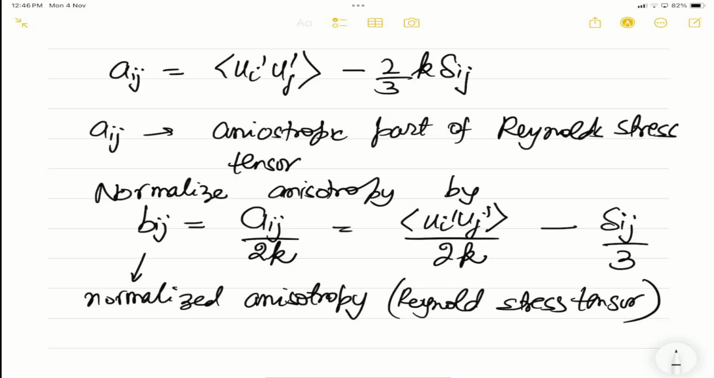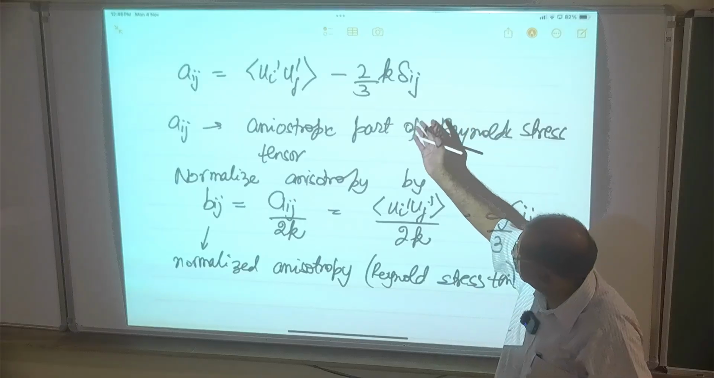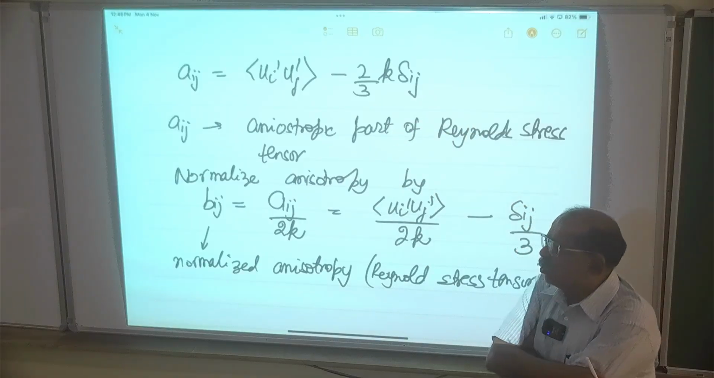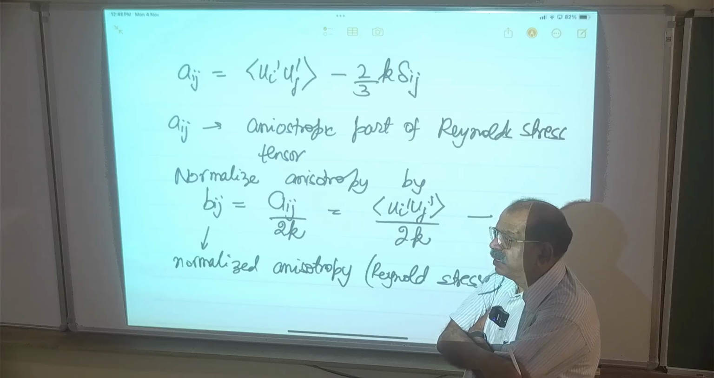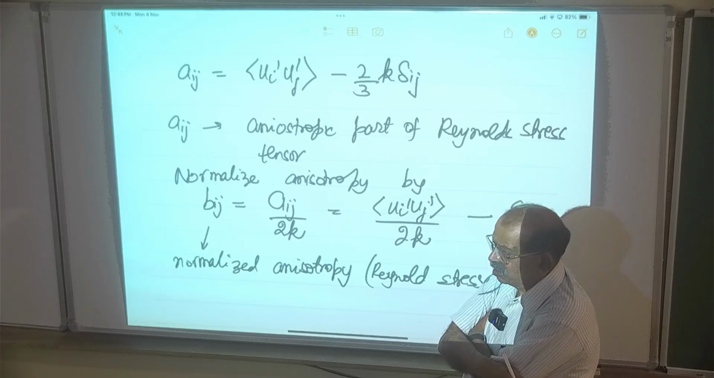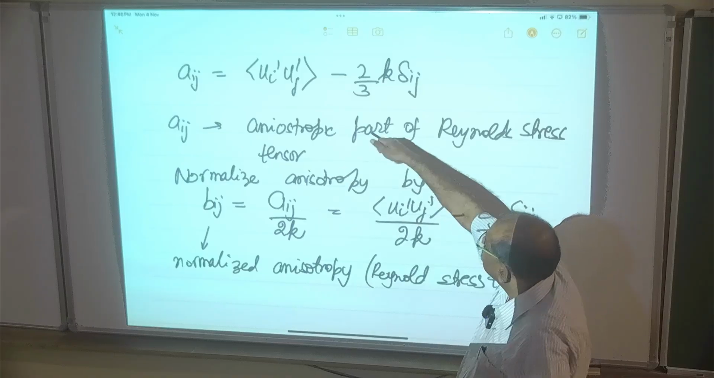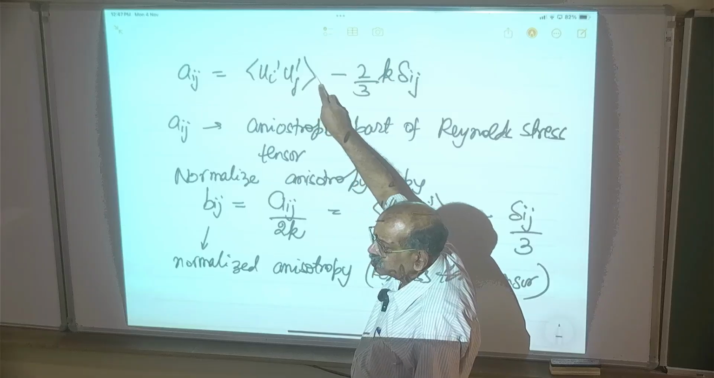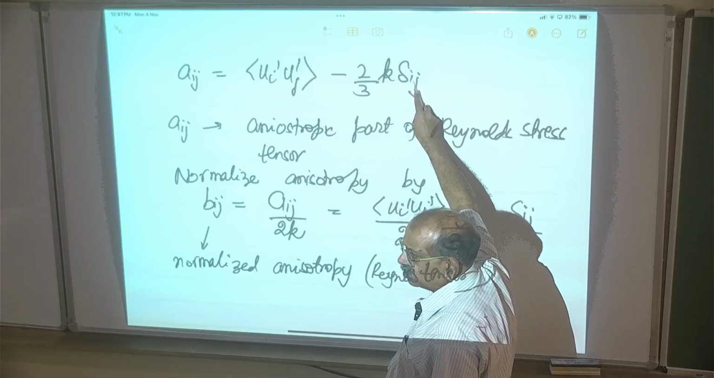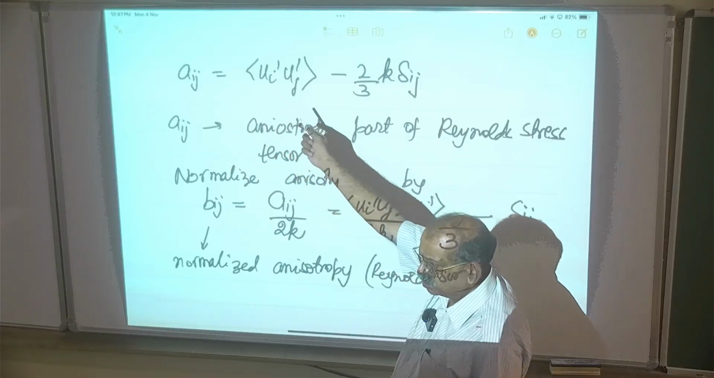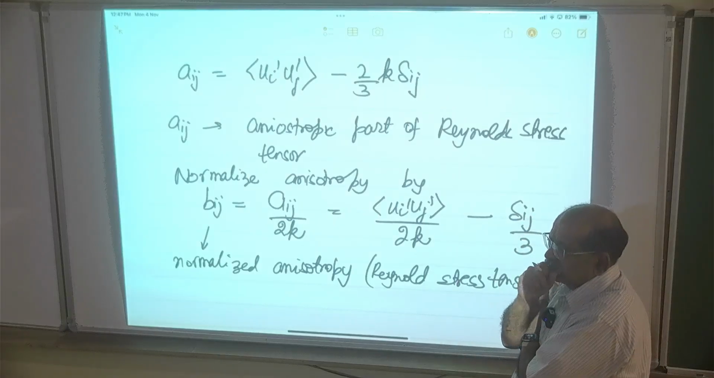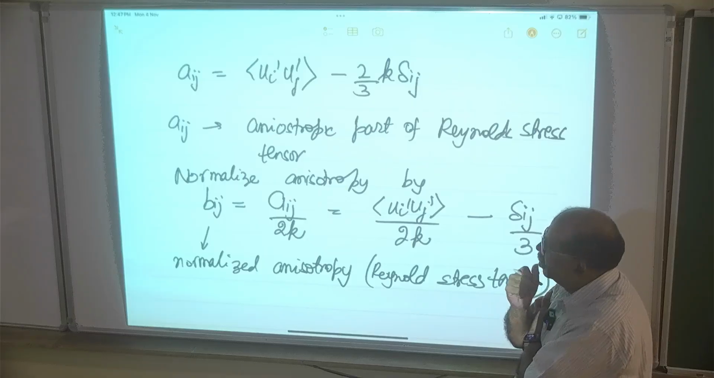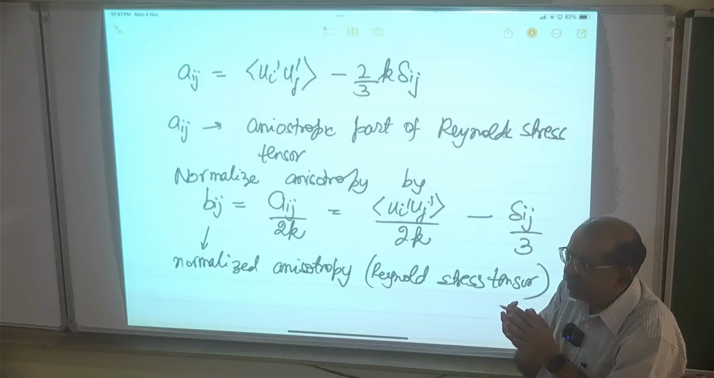Now, why do we write it as an anisotropic part? What properties will this Aij tensor have? Will it be symmetric, anti-symmetric, or general? What is ui prime uj prime, is it symmetric or anti-symmetric? And what is delta ij? Symmetric. So therefore Aij will also be symmetric. And what is the trace of Aij? It is 0. So therefore Aij has only 5 independent components.